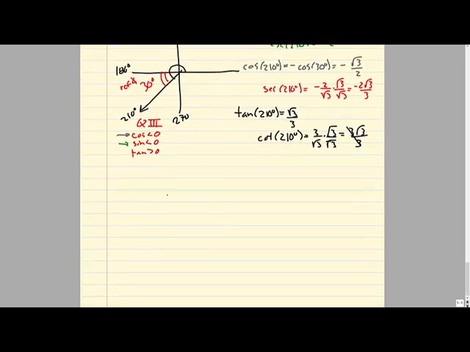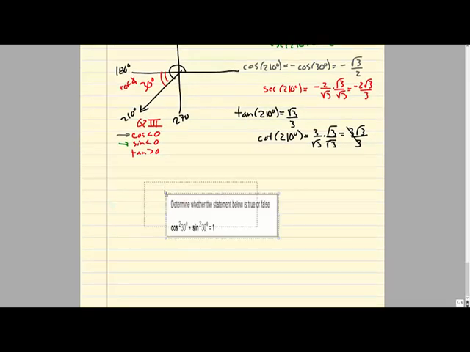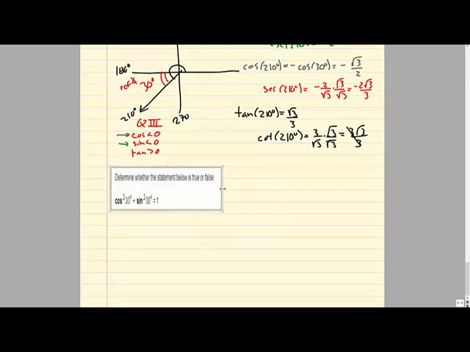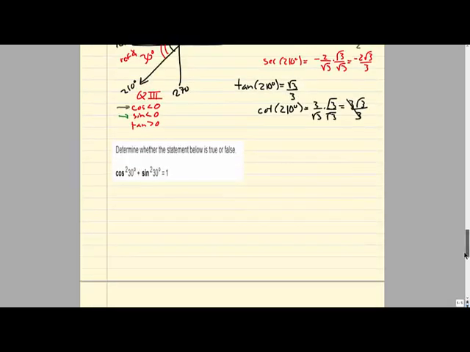For the rest of the lecture, we're just going to be working through a lot of the different types of problems that you're going to be seeing in your homeworks and quizzes from this section. So this one says, determine whether the statement below is true or false. Sine squared of 30 degrees plus cosine squared of 30 degrees equals 1. Well, we already have a trig identity. It was called a Pythagorean identity.